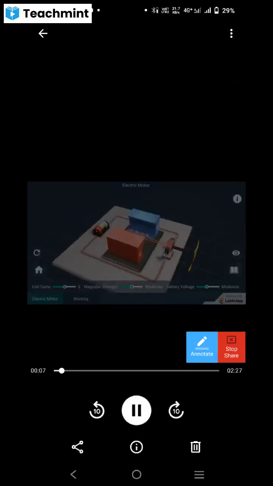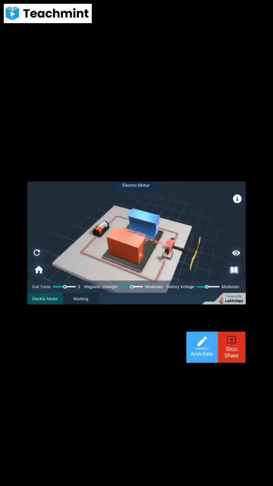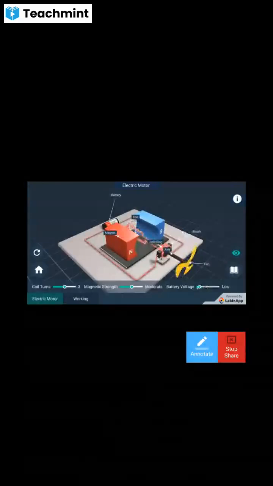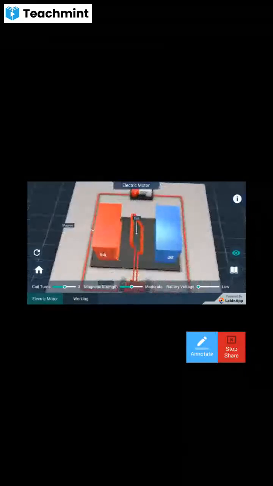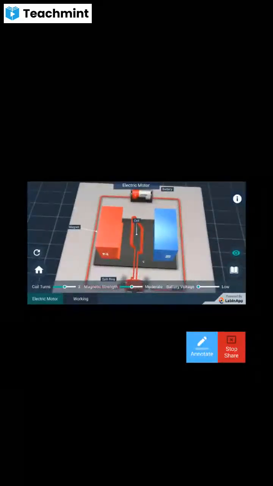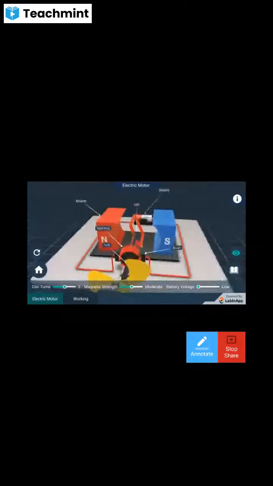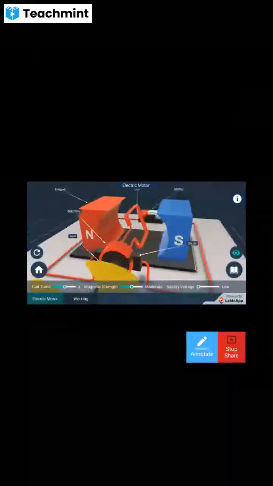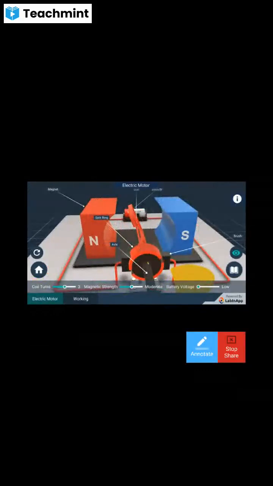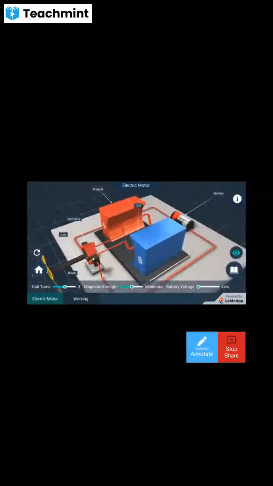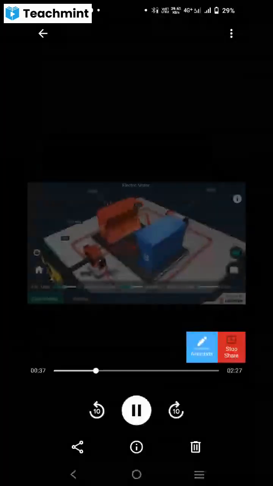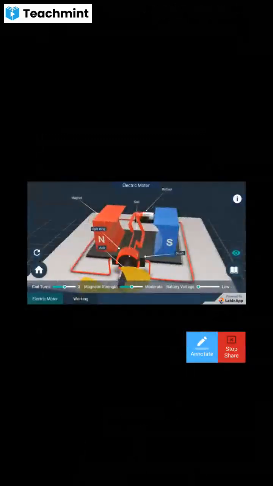So let us see the working of it. As we are passing electric current, there is a rectangular coil, that is the armature, split rings, and these are brushes. The axle is the long pointed part here. The brushes are stationary, brushes do not move, only the rings move.